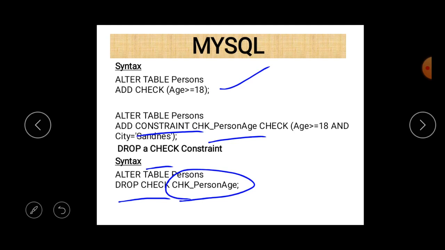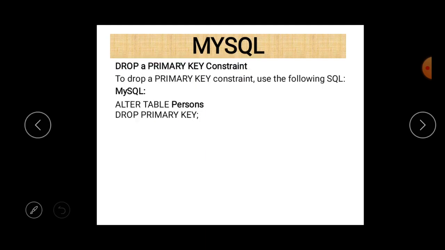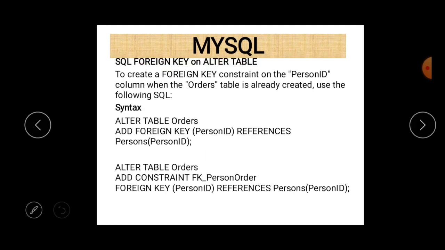So that is a method, and it is applicable to all constraints. Just like that, you can easily see that in foreign key we also give the name of the constraint, fk_person_order.